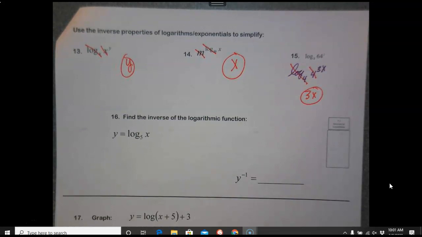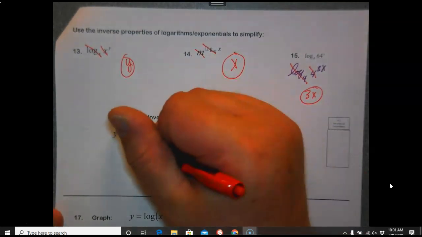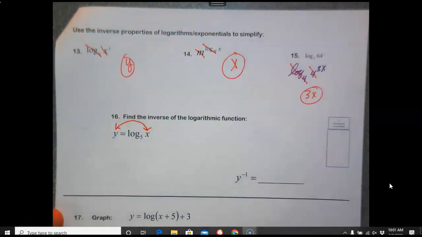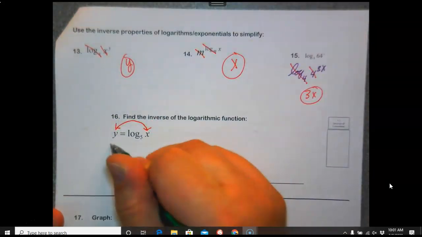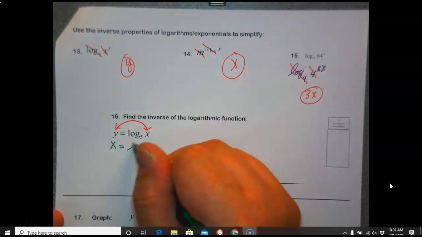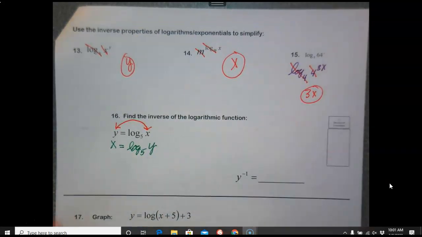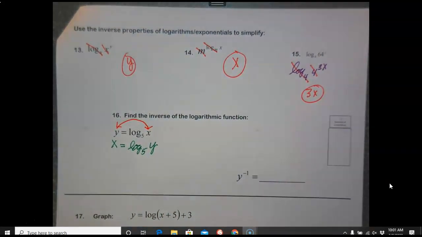Okay, 16, you actually have to find the inverse. Step 1, switch y and x. So I get x equals log base 5 of y. Now I have to get y by itself. How do I get rid of the log base 5?